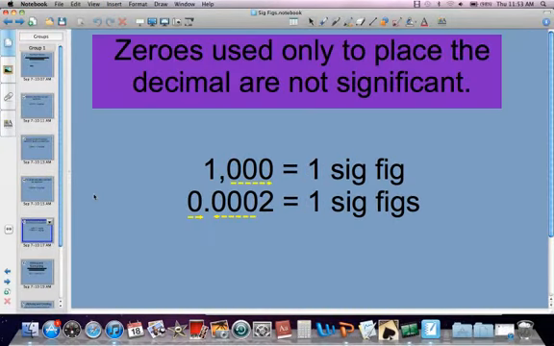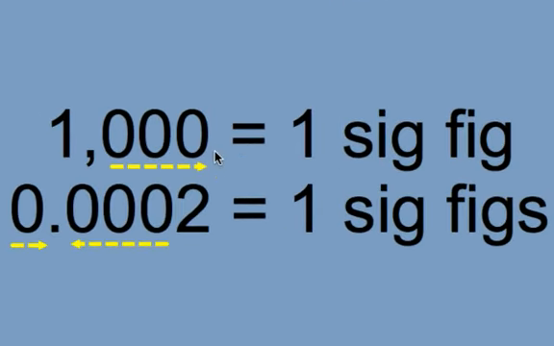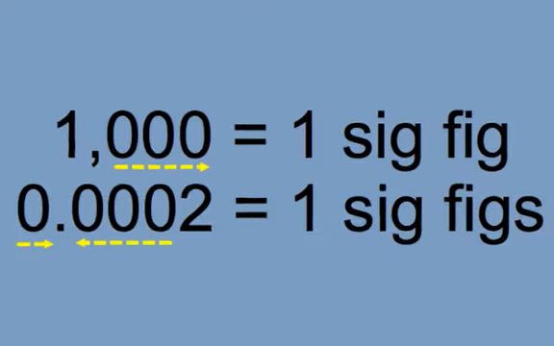Zeros that are only used to place the decimal. These 3 zeros right here are just telling me that the decimal goes right there. These 4 zeros right here are simply telling me that the decimal goes right here. Yes, these are zeros after the decimal, but they're not at the end after a decimal. So therefore they're not significant. So both of these numbers have 1 sig fig.